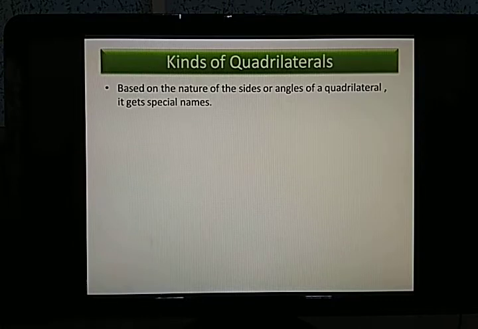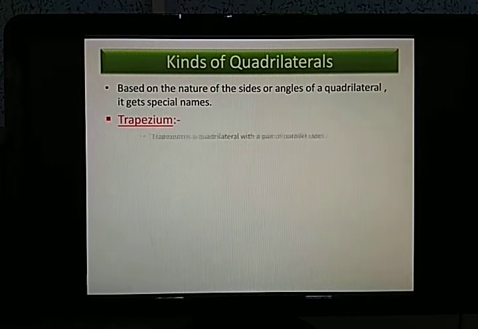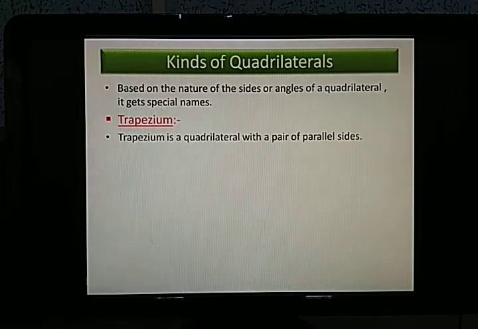Now we know a quadrilateral has 4 sides and 4 angles, but these sides and angles can also differ. So depending on that, the naming of the quadrilateral is done. So let us see what is the first one. First one is trapezium. This all you have got in your earlier classes. Still, let us see what is a trapezium. A trapezium is a quadrilateral with a pair of parallel sides.